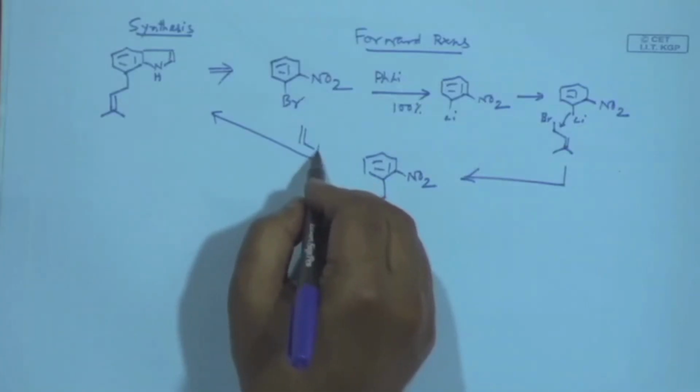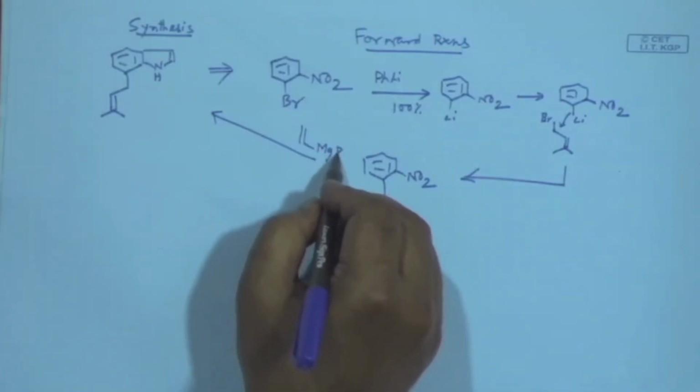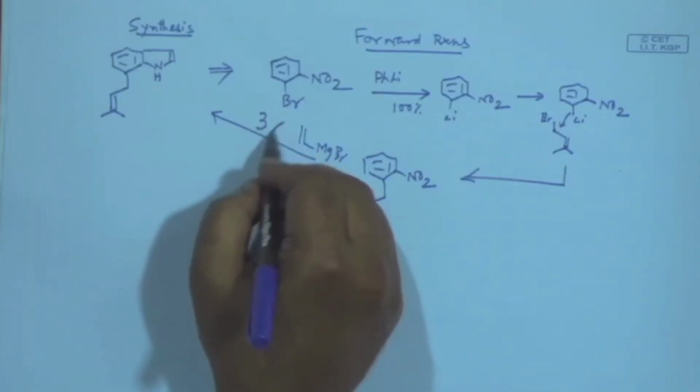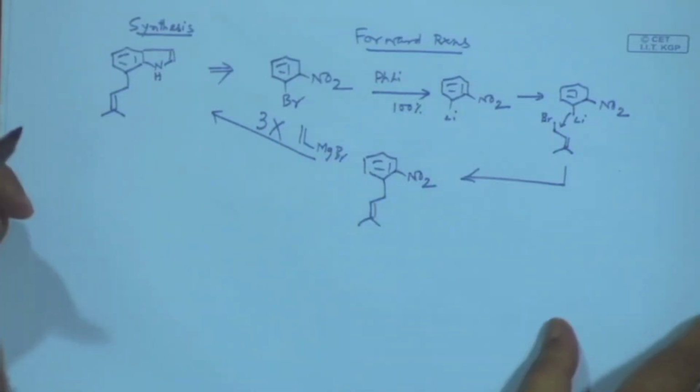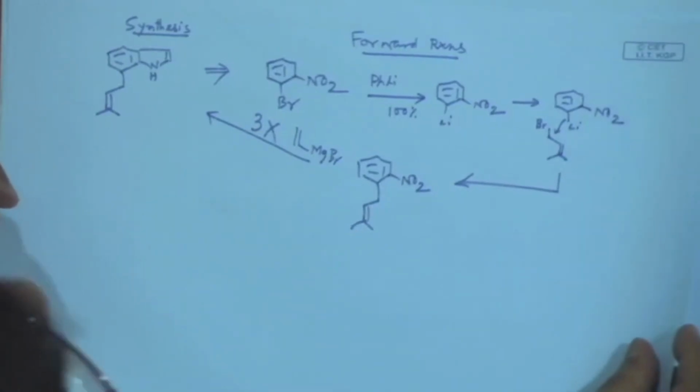What is that? Vinyl magnesium bromide. So, 3 equivalents of vinyl magnesium bromide, you can straight away go to this material. Okay. So, this is from the last class.